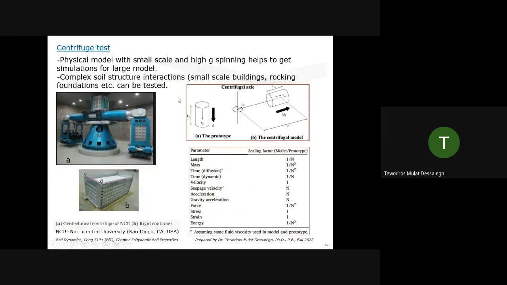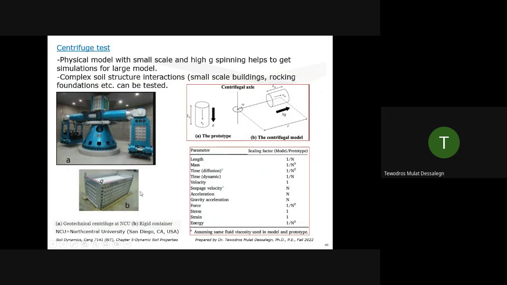But the centrifuge's advantage is that a small model can represent n times the actual prototype, which means a 1 meter model, if we spin it and apply, let's say 10G, is the size of a 10-meter dam. So that's the beauty of the centrifuge test. A physical model with a small scale and high G spinning helps to simulate a large model. Complex soil structure interaction, small scale buildings, rocking foundations, etc. can be tested.